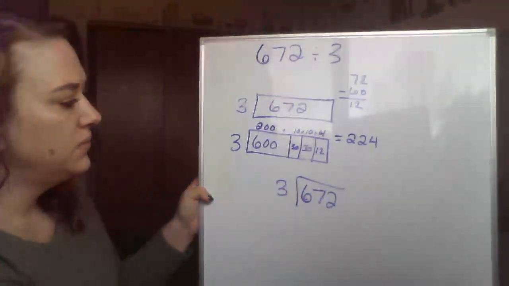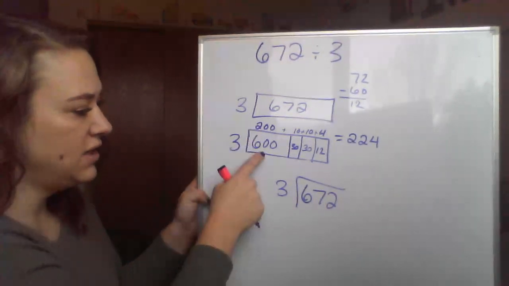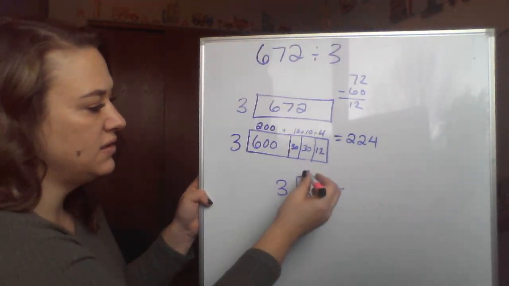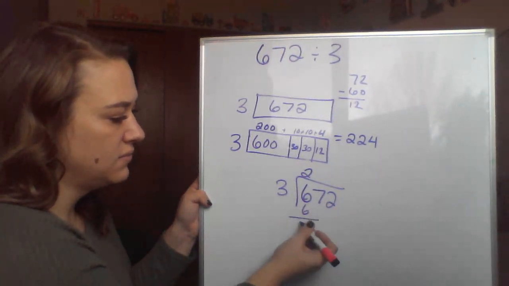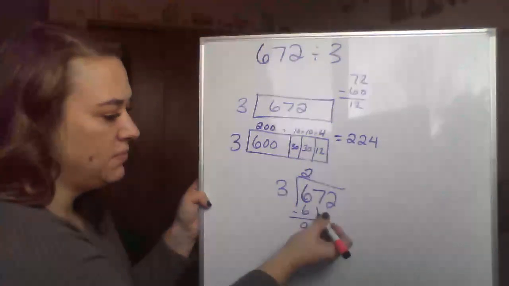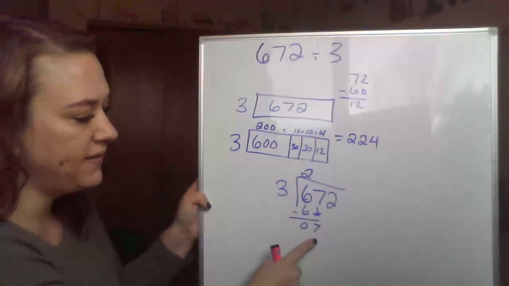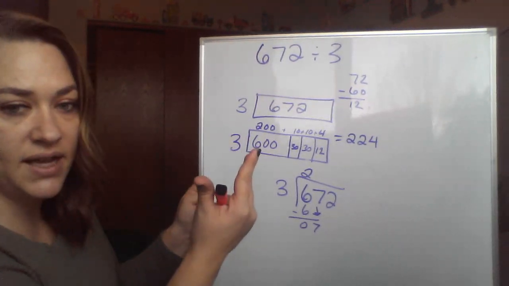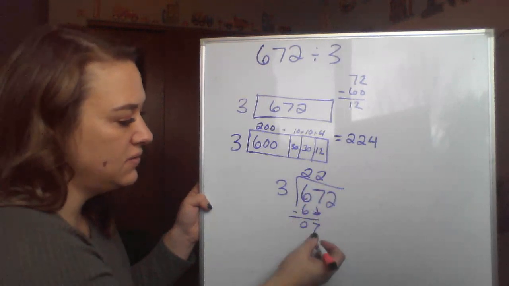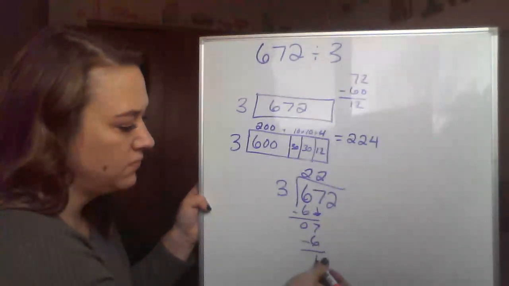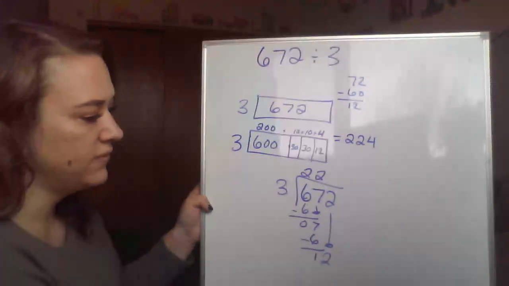Okay, so 6 divided by 3, which is what we did right here, right? We can make 2 groups. So 6 divided by 3 is going to give me 2. 3 times 2 is 6. Bring down my 7. So how many groups of 3 can I make out of 7? 3, 6, 9. I can only do 2 again. 3 times 2 is 6. Bring down my 2 gives me that 12.